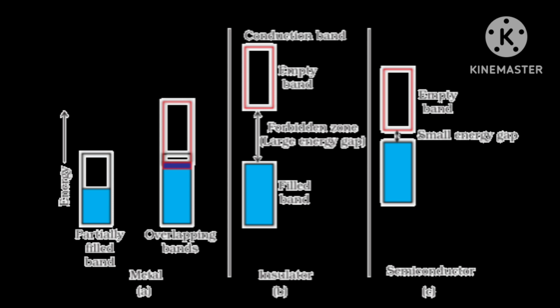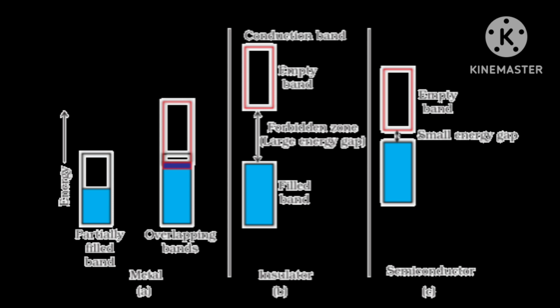Metals conduct electricity in solid as well as molten state. The conductivity of metals depends upon the number of valence electrons available per atom.